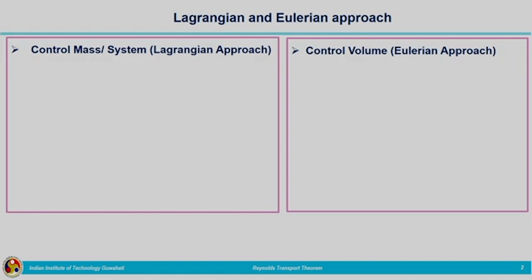So, first let us see again in detail what is meant by Lagrangian approach and Eulerian approach. So, one thing is the control mass or system, and the second one is the control volume. If we are talking about fluid flow, we can analyze the fluid flow by making use of the Lagrangian approach and the Eulerian approach. If we are making use of the Lagrangian approach, we are making use of control mass or system, and if we are making use of the Eulerian approach, we are making use of the control volume principles. Let us see in detail what is the difference between these two.